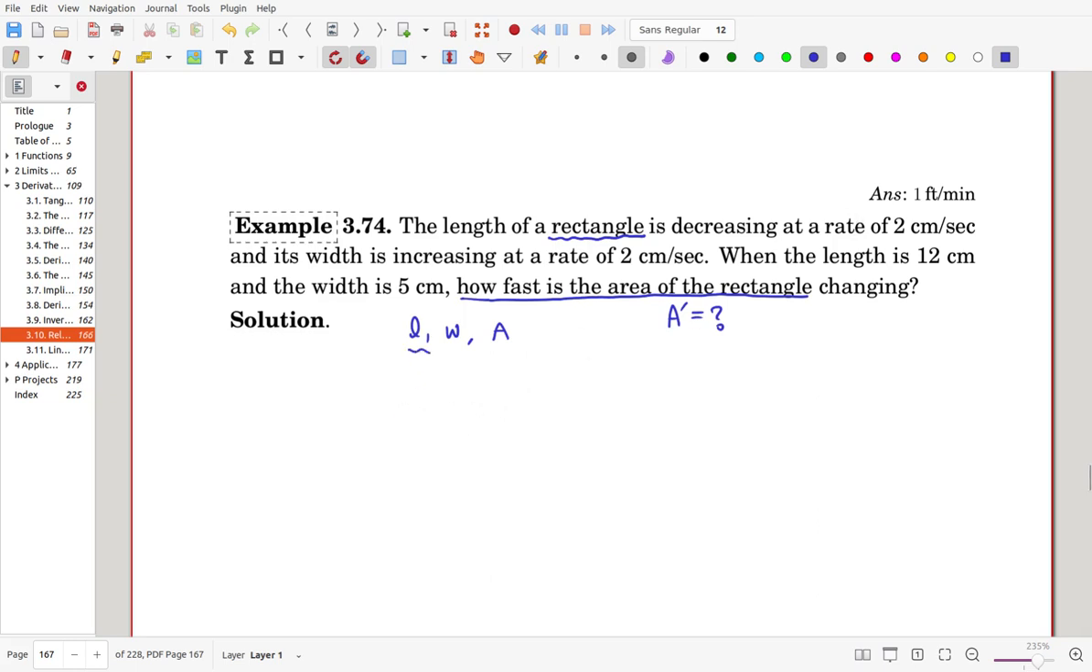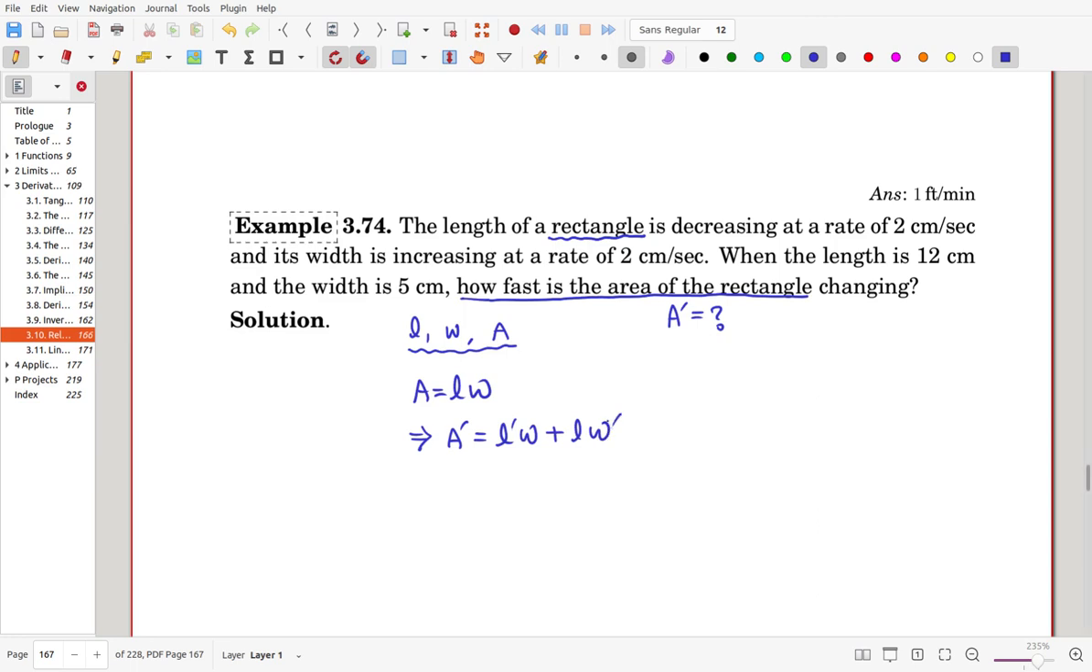But these three variables are related in this way: area is the same as L times W. Now L and W are decreasing or increasing with respect to time, so they are functions of time, and so the area A is also a function of time. So here we take the time derivative, then that is the same as L prime W by using the product rule, plus L W prime.